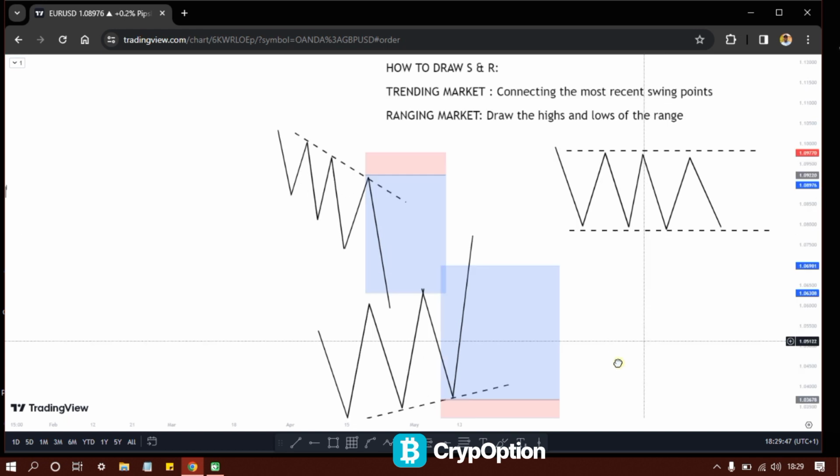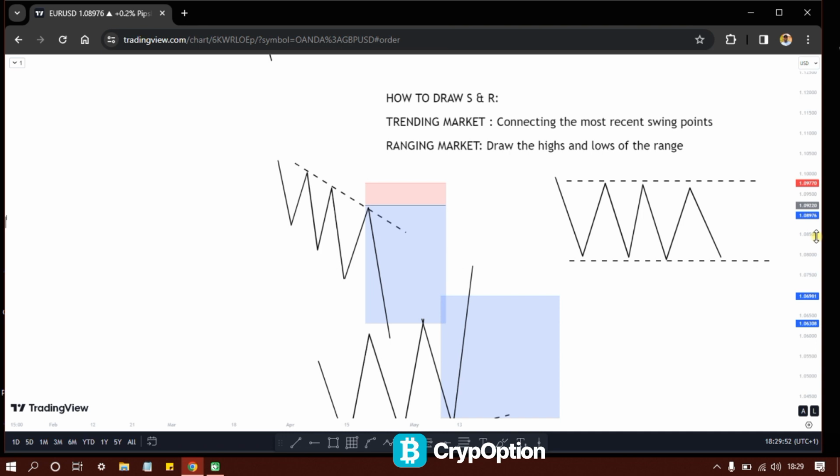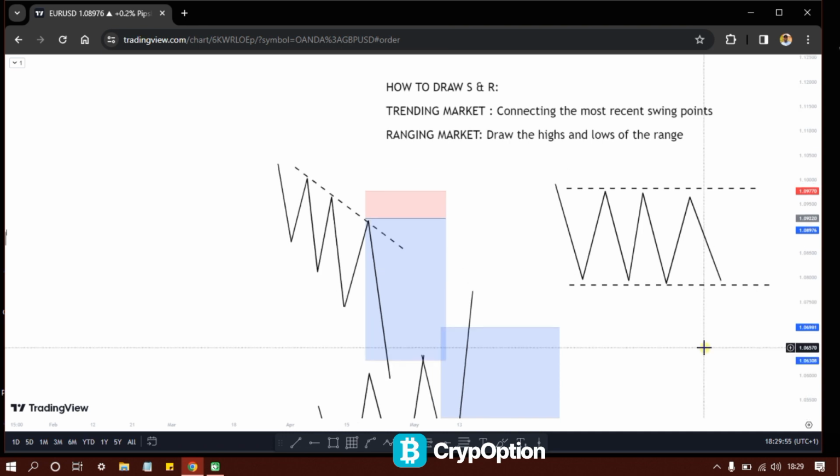Now we have the second way of drawing our support and resistance, which occurs in the ranging market. When we are talking about a ranging market, this is just telling us that we have a stagnation in price, whereby we don't have an uptrend or a downtrend. Price is just at a particular point accumulating. When we have something like this, all we have to do is draw your trend line at the highs and lows of that particular range, drawing your support and resistance at the highs and lows of that range, and that is how it works.